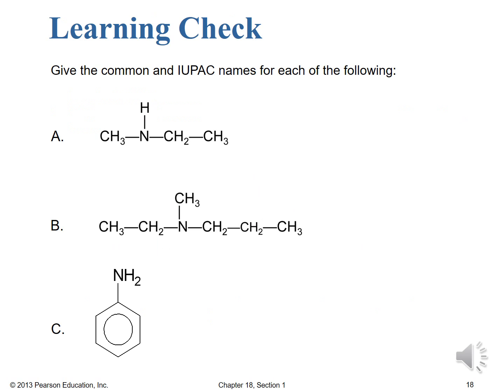Let's take a moment to assess how well you've caught on by doing a learning check. Here you're asked to give the common and IUPAC names for each of the following. So similar to our earlier IUPAC naming learning check, only this time we've got at least one aniline example down at the bottom. So go ahead, pause the video while you complete that work and start us back up when you're ready to check your work. Good luck.